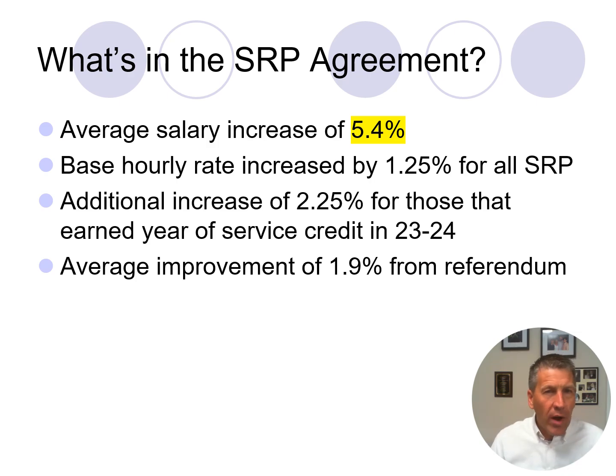So let's talk about what's in the SRP tentative agreement. First of all, it comes with an average salary increase of 5.4%. Now, where do we get that number of 5.4? Well, there's a 1.25% base hourly rate increase. There's a 2.25% additional increase for those that earned a year of service credit last year. And then on top of that, there's average improvement of 1.9% from the referendum. That referendum amount goes up depending on your years of experience.